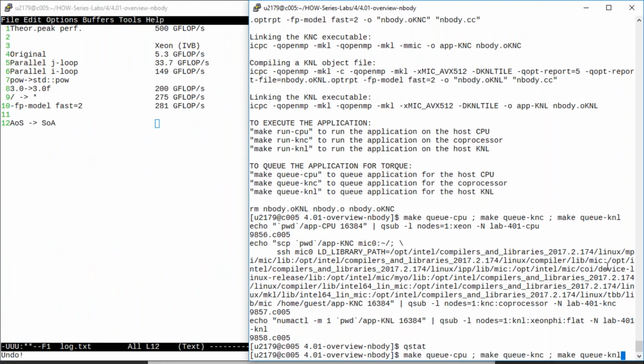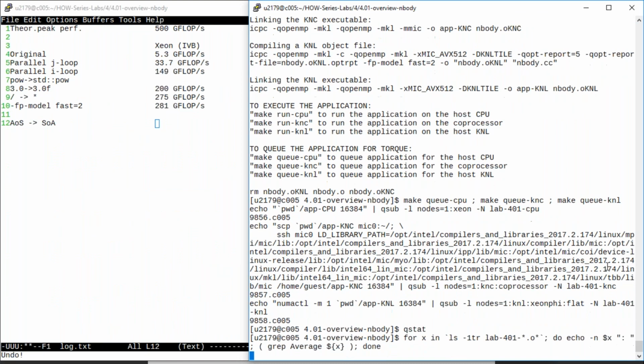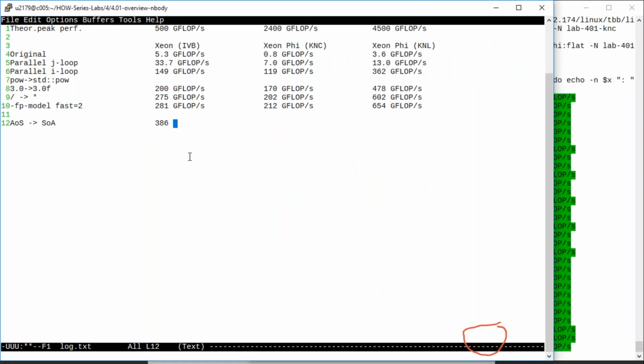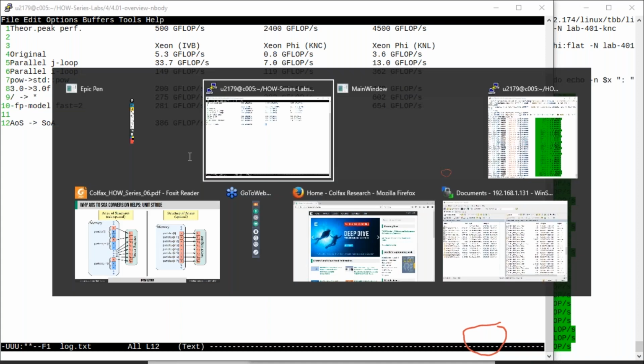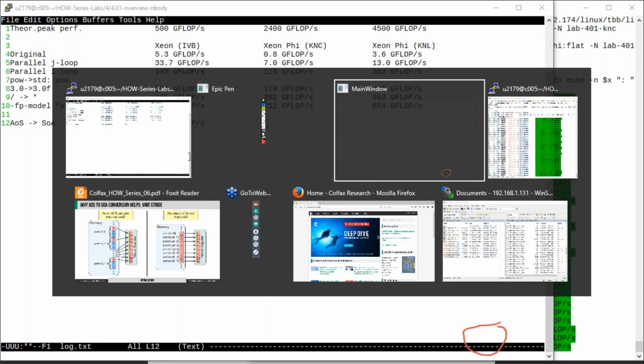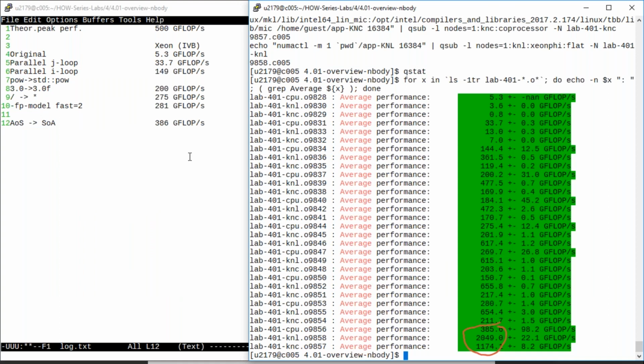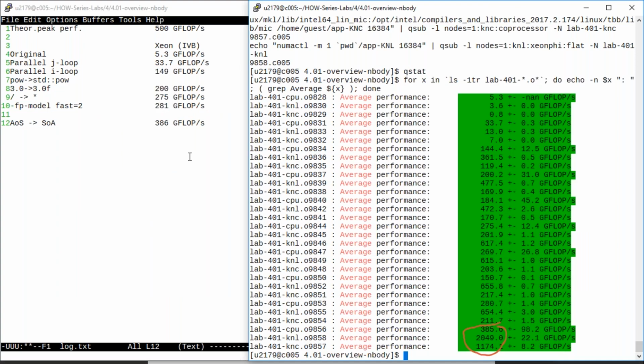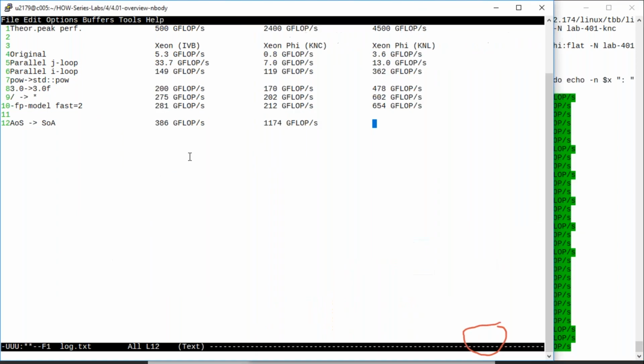So, all done. Here are the last 3 performance measurements. You can see that, well, let me write them out first. The CPU gives us 386. KNC gives me 1174. And KNL gives me 2050.